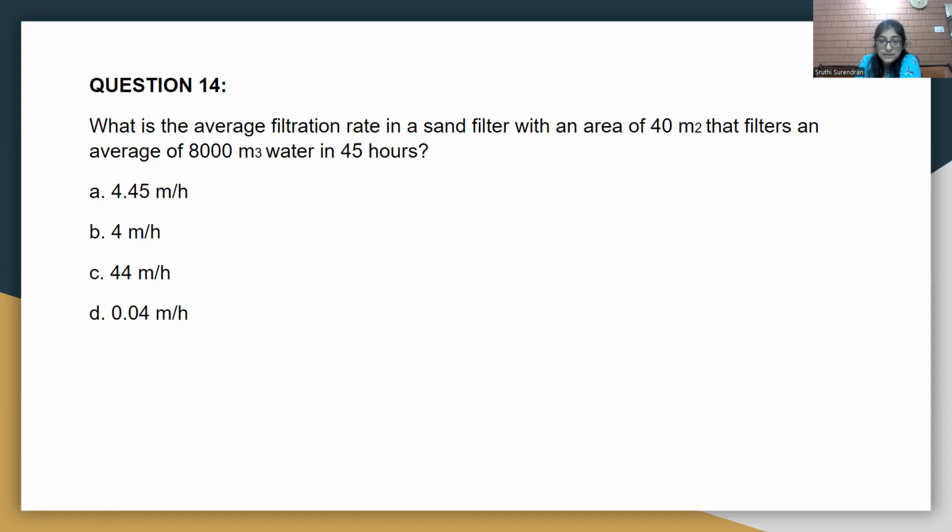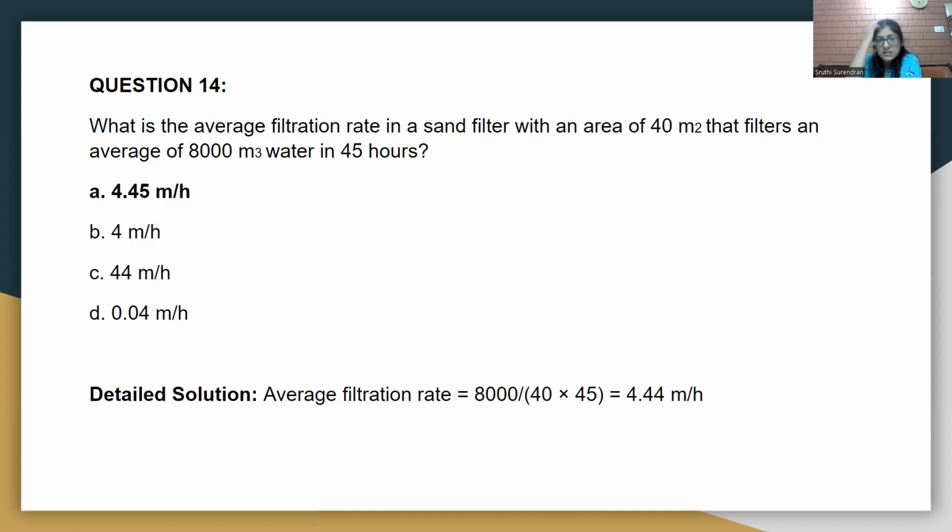So I'll move on to the answer. This is a simple calculation. 8,000 divided by 40 divided by 45 will give us the filtration rate in meters per hour. It is 4.44 meters per hour, which is option A. So the correct answer is 4.45 meters per hour, option A.